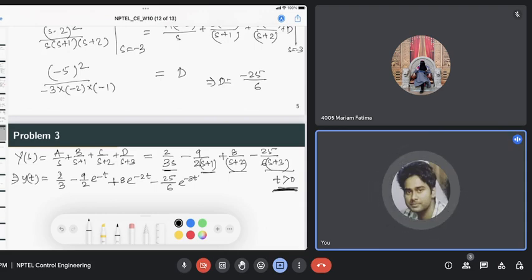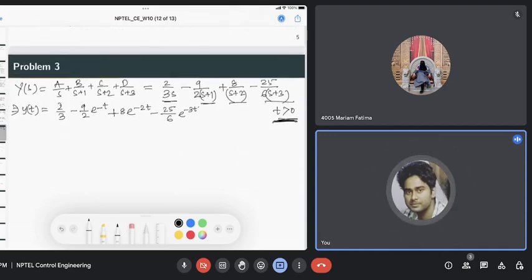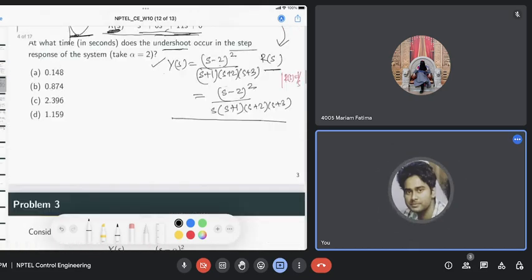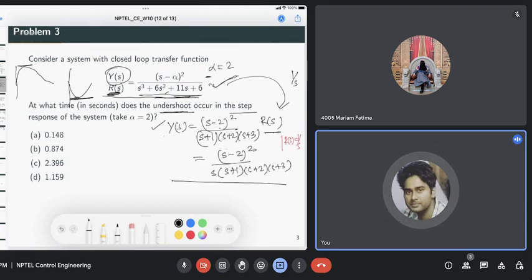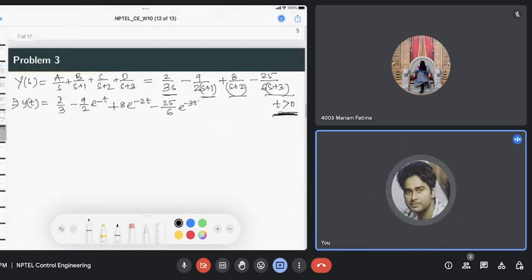So the next step will be then what? To find this minimum or the maximum point. So what we'll do, we'll just take the derivative of this response, okay, and equate it to 0. Then we can solve for the time. The time will give the possible points where the minimum or the maximum can occur. Okay, so the question was initially to find the undershoot. Undershoot means it should reach the minimum point, right? So for that we first found this response y(t).